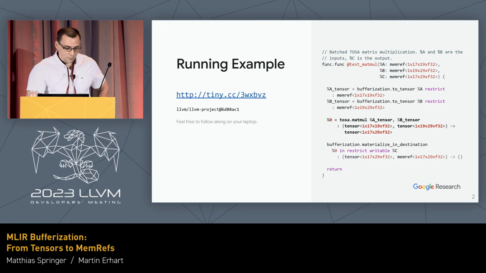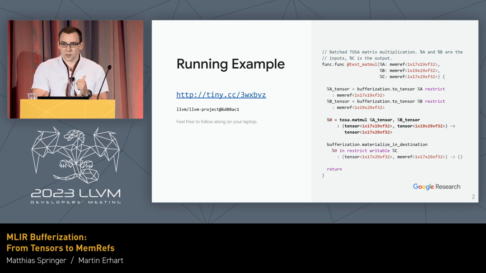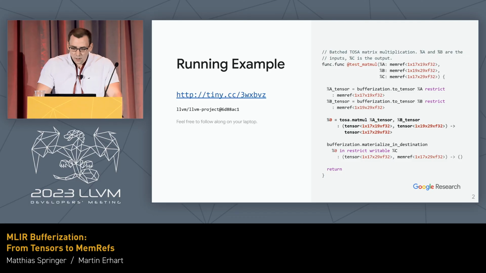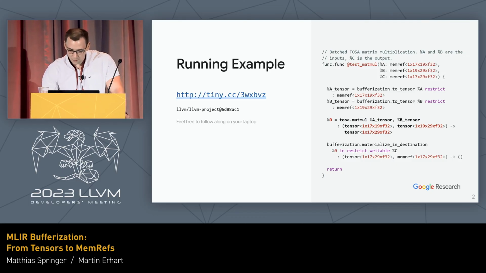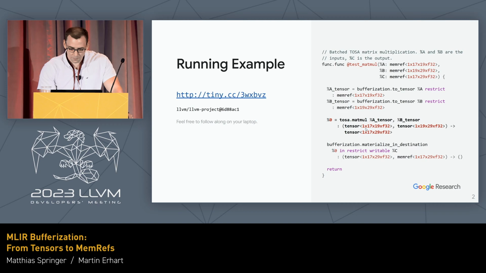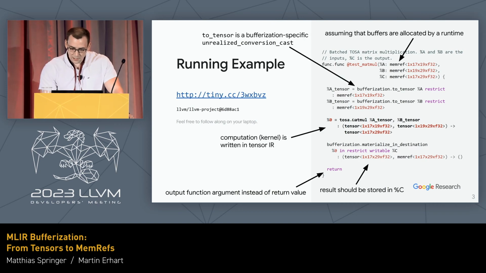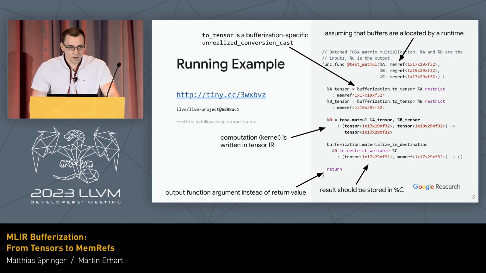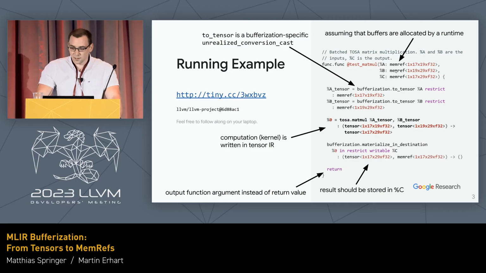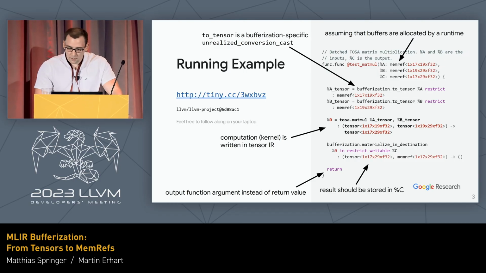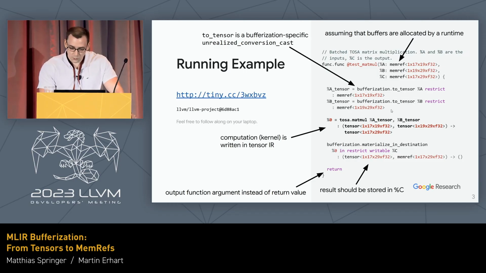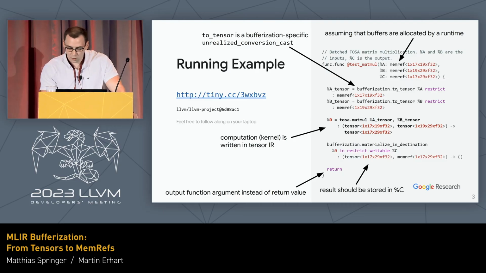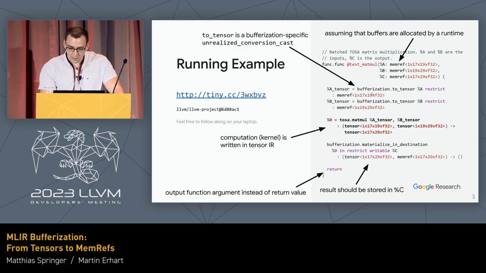So we're going to use this as a running example. We're going to see this a few times throughout this presentation in various forms. What we have here is a tensor matrix multiplication, a batched one actually, which is completely expressed in tensor IR. And as you can see here, this is in a function which has buffers already given to this function. That's a pattern that we see very often in compilers, that the buffers are already pre-allocated by some runtime, by some compiler.